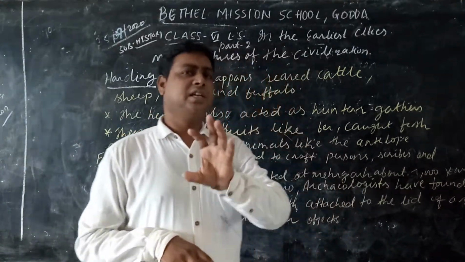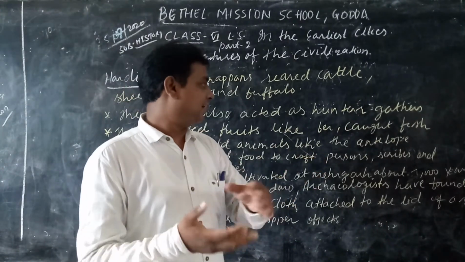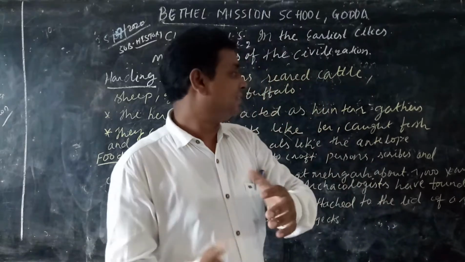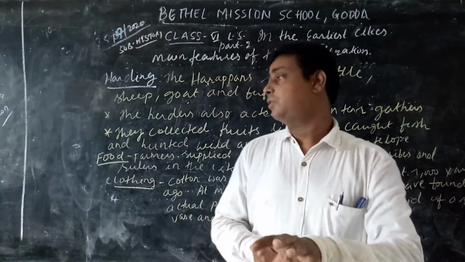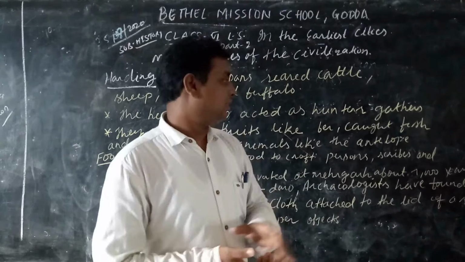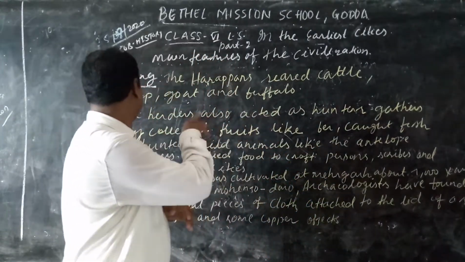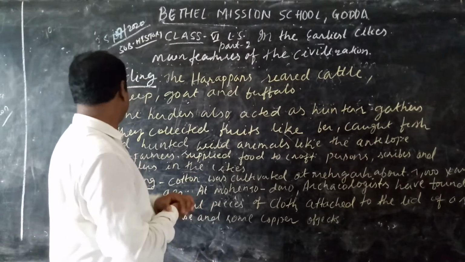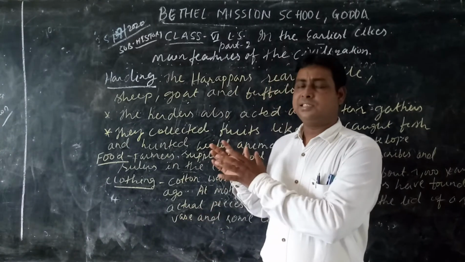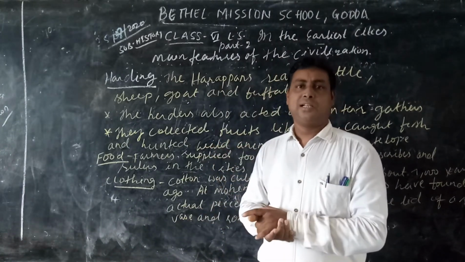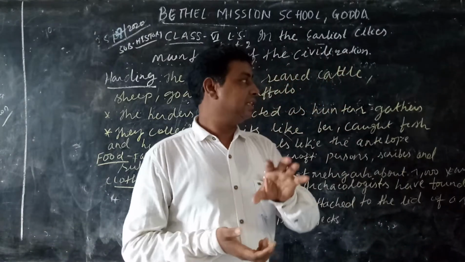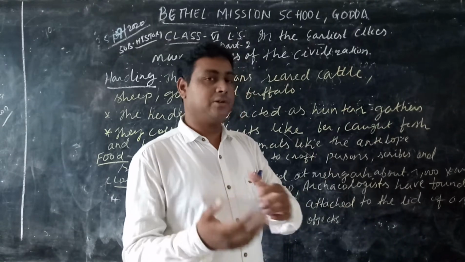The herders moved from one place to another with their animals. They also acted as hunter-gatherers, and they went to the forest and hunted wild animals like antelope. People depended on the flesh of other animals. They also caught fish. The Indus river was full of water, so the river was full of fish, and they caught fish from the river and were able to survive.